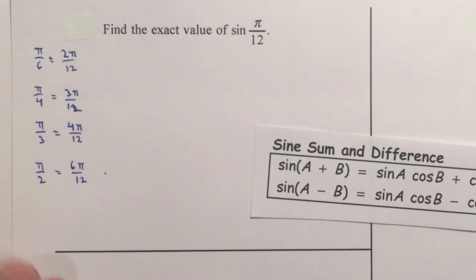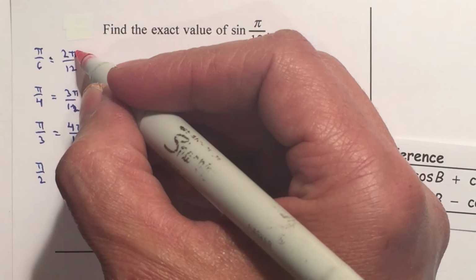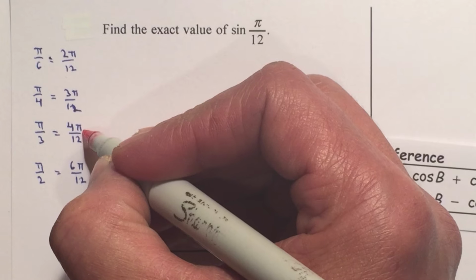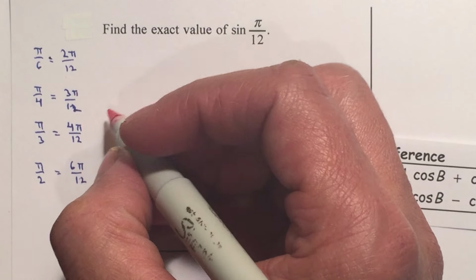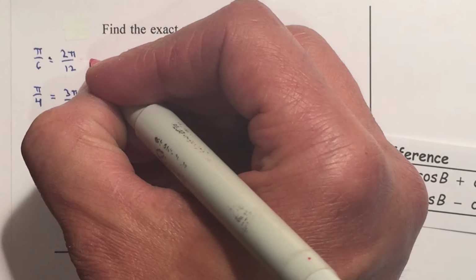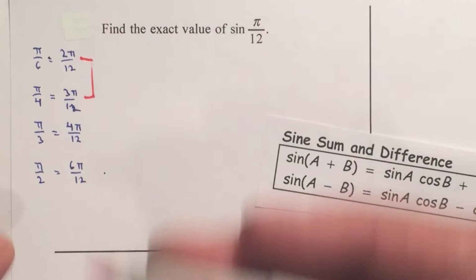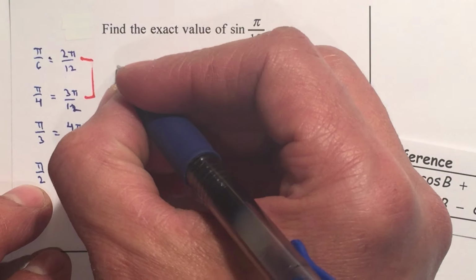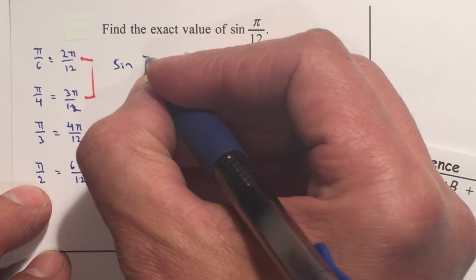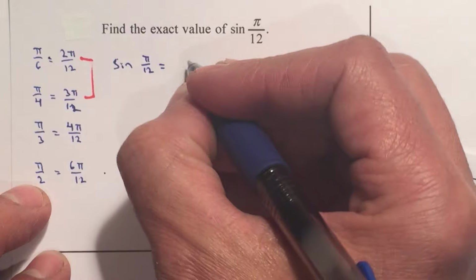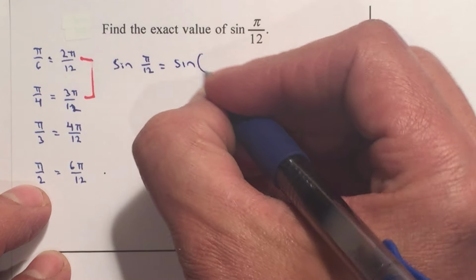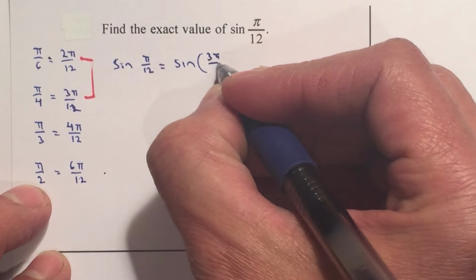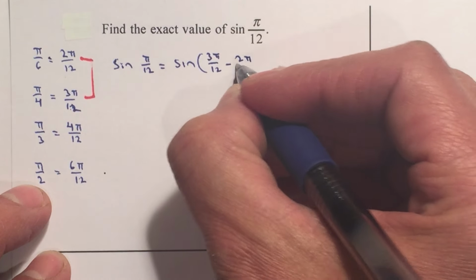So you can decide, in this case, to use 2 pi over 12 and 3 pi over 12, or 3 pi over 12 and 4 pi over 12. Both will give you the same answer. In this case, I'm just going to use 2 pi over 12 and 3 pi over 12. So let me start. The sine of pi over 12 is equal to the sine of 3 pi over 12 minus 2 pi over 12.